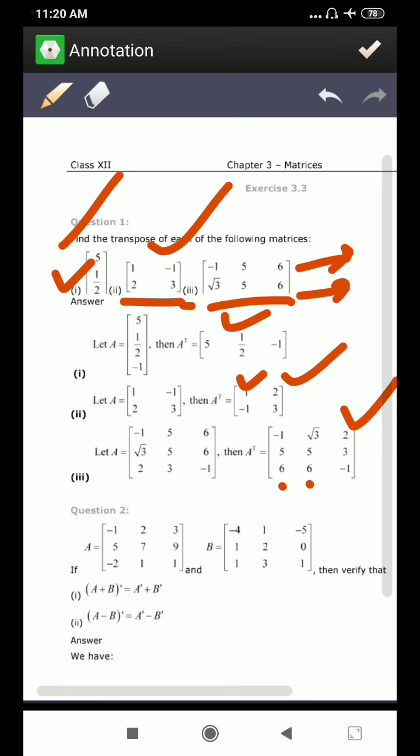Question number 2 is given. A and B are given. It is asked to prove that (A plus B) transpose is equal to A transpose plus B transpose, and (A minus B) transpose is equal to A transpose minus B transpose. So nothing is there. First, you will calculate the left hand side. To get the left hand side, you add both these two and then you take the transpose of that.